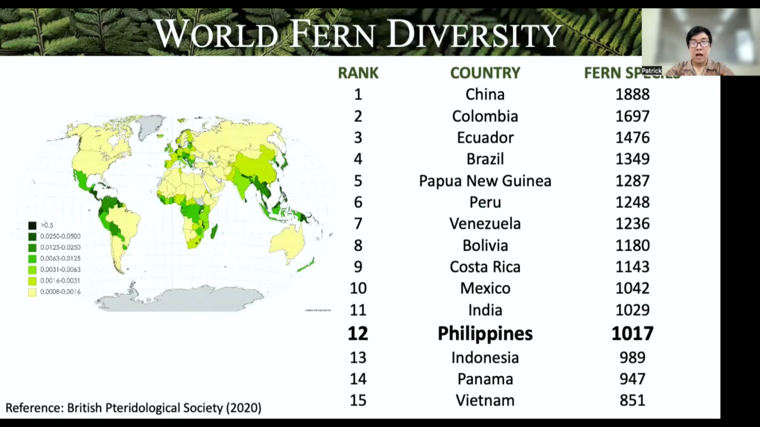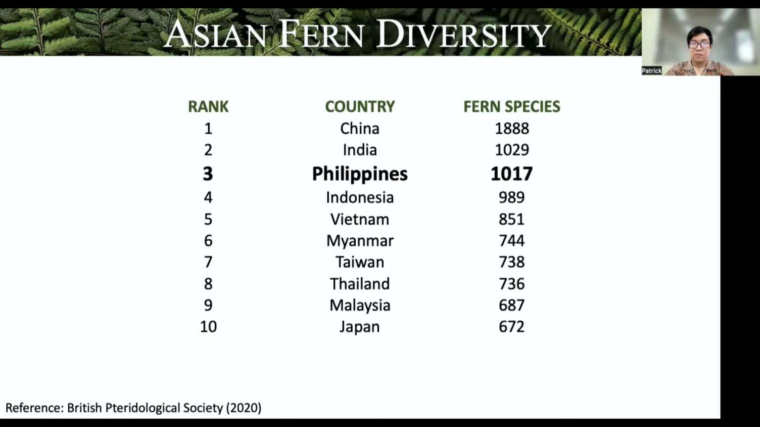In the world, China tops the list as having the highest number of fern species of any country. But it must be noted that this high number owes to the fact that China spans one of the largest areas in the world, and of course, China has conducted numerous botanical explorations and researches throughout the years. In Asia, the Philippines is at third place and first in Southeast Asia, having more than 1,000 species, excluding lycophytes, based on the British Pteridological Society of 2020.